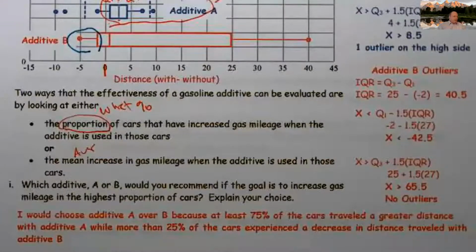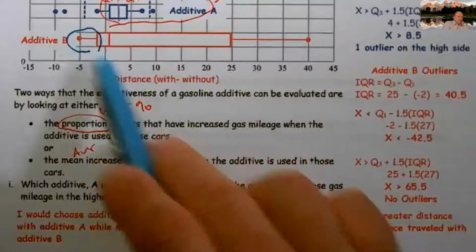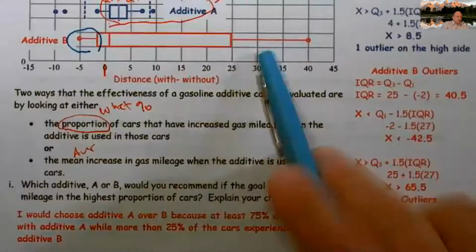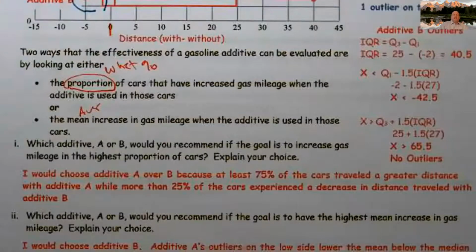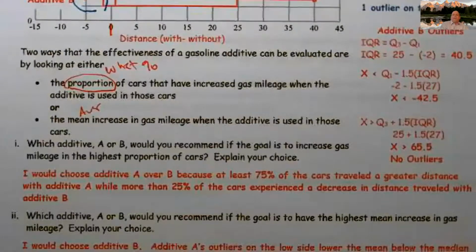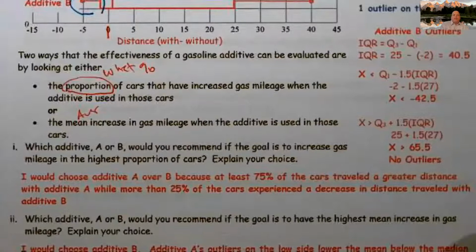Now, the next part of that question, part 2, kind of addresses what someone asked about shape, all right? Because here we have a box plot. I can look at this shape and go, you know what, this has been stretched out. Part 2 says, which additive, A or B, would you recommend if the goal is to have the highest mean or highest average increase in gas mileage?